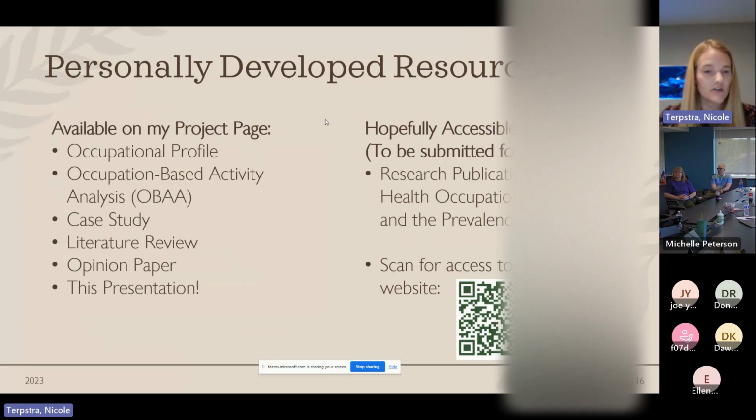I also completed a literature review, an opinion paper, which basically discusses the OTPF and each specific occupation that is covered in that document, how that pertains to hoarding disorder and how OTs can help. And then also this presentation, I would consider a resource. It's very general, I believe, and provides a lot of foundational information.